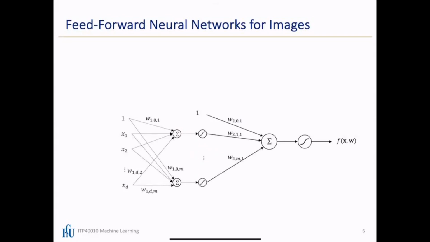So let's move back to the structure of a feed-forward neural network. This is something we have seen. It has layers and layers of aggregation and activation.